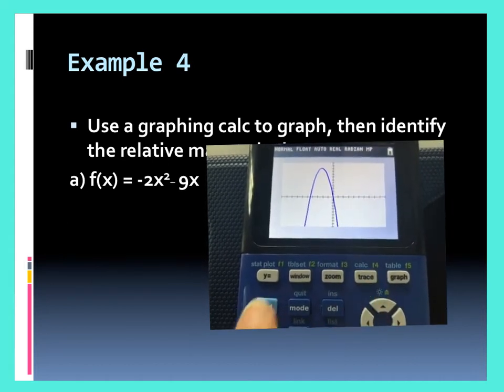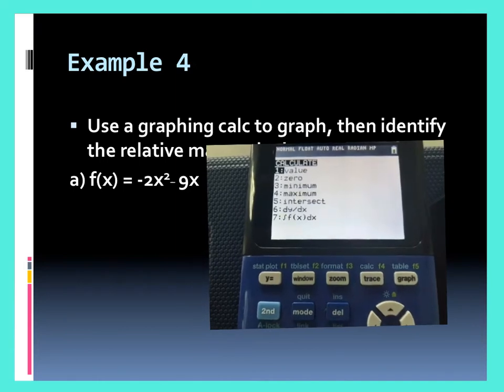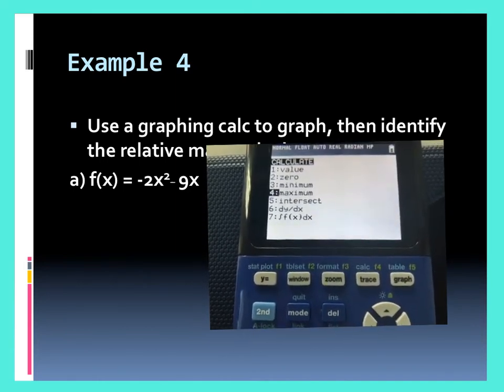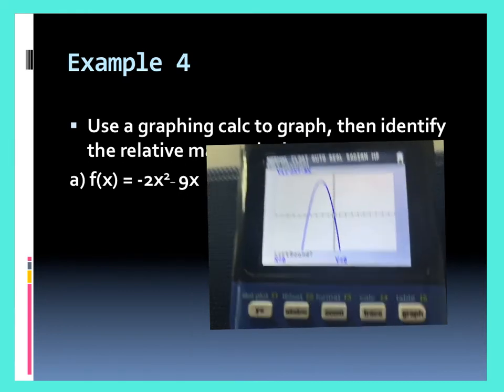All right, so to find the max on this, it's in calc. So above the trace, second, calc, is max and min. So there's only a maximum that I see. There's no minimum. I'm going to hit max. And then I get to this.